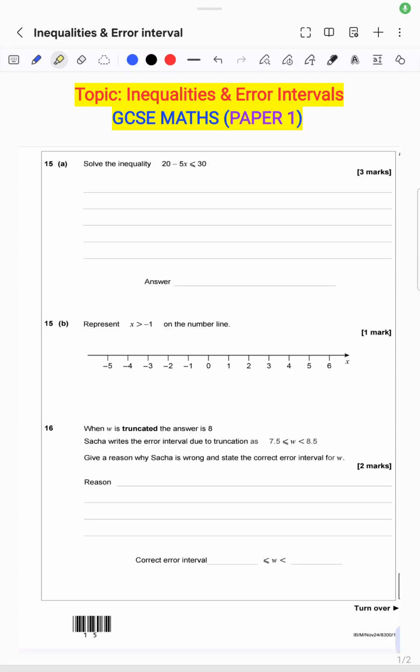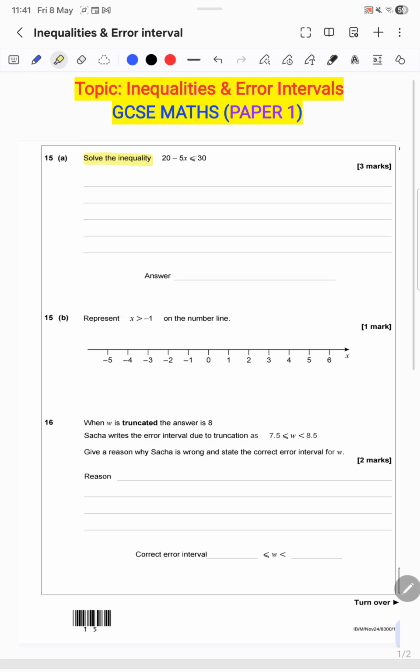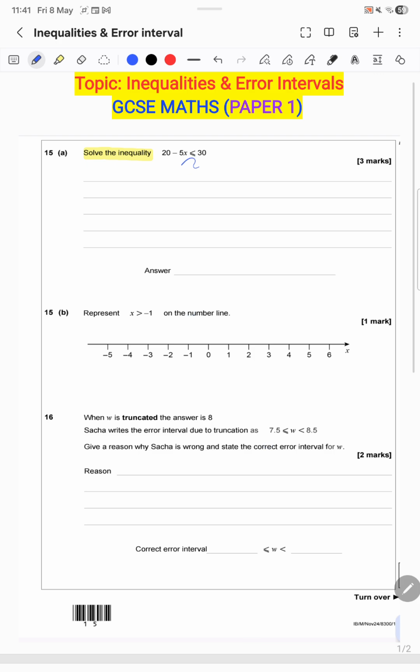Hi, these exam questions are about the topic inequalities and error intervals. The first question is: solve the inequality to get the value of x. So we need to solve this. That means we need to make x the subject.